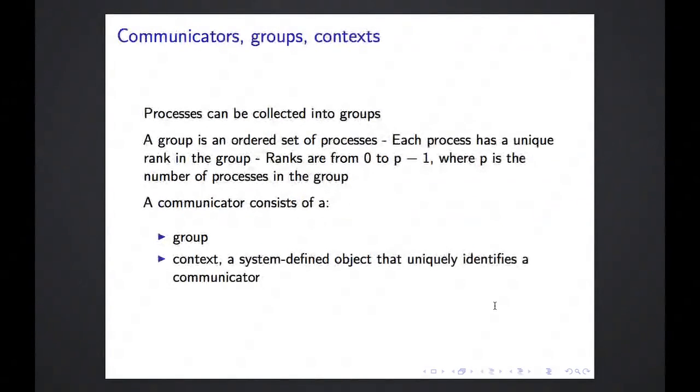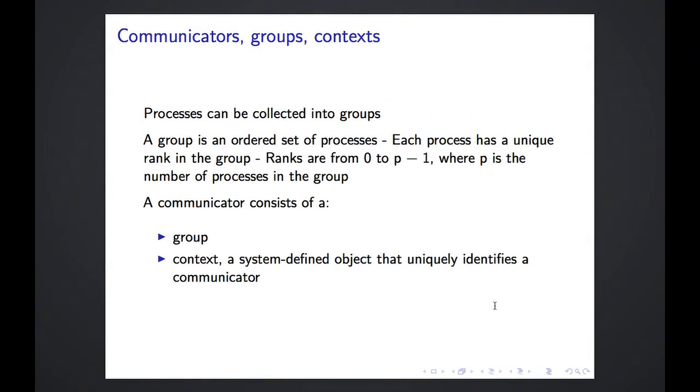Okay, so here we have finished with part 1 of this lecture with user-defined types. And now we move on to user-defined communicators. So let's explain some of the concepts here. What are communicators? Well, processes in your MPI run can be collected into groups. A group is an ordered set of processes. Each process has a unique rank in the group. If there are P processes in a group, then the ranks will range from 0 to P minus 1.